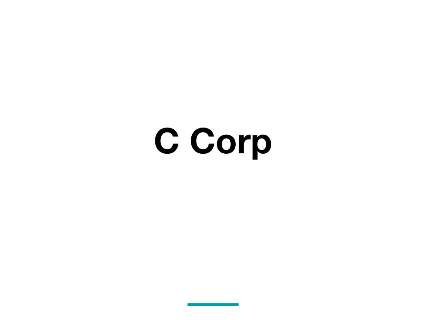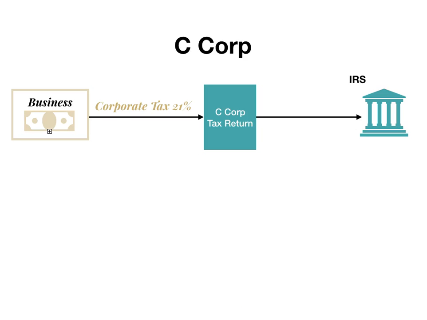Now, the C Corp. With a C Corp, it's unlike the other business structures. It will actually file a tax return on its own, and it will pay its own taxes on that revenue. This is called the corporate tax rate. And right now, at the time of this, it's around 21%.